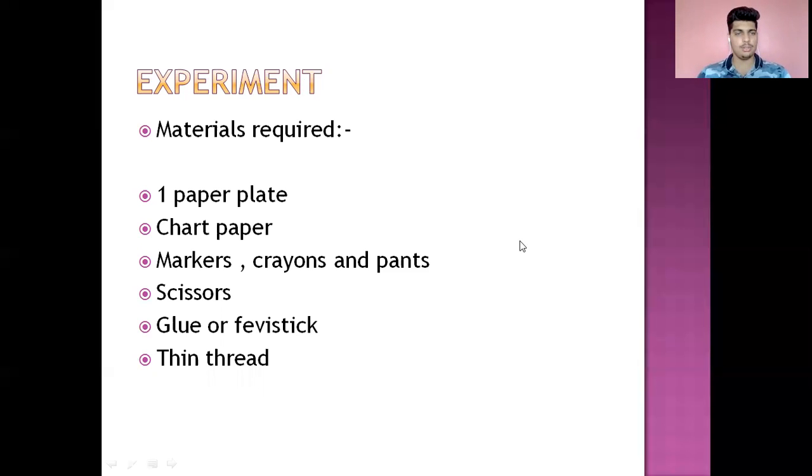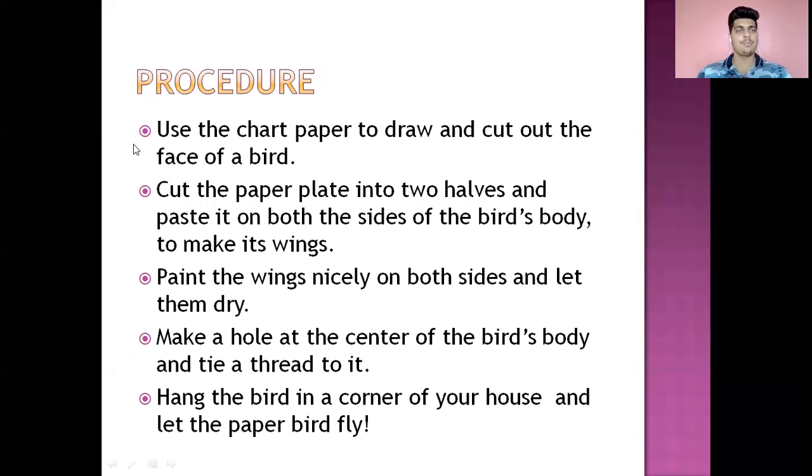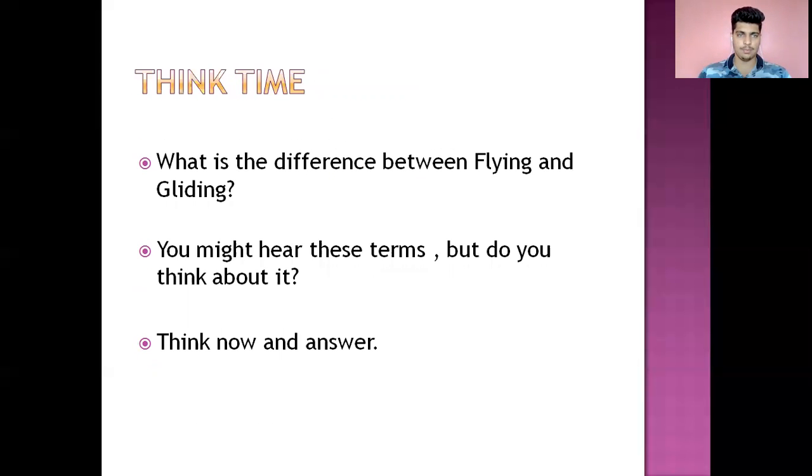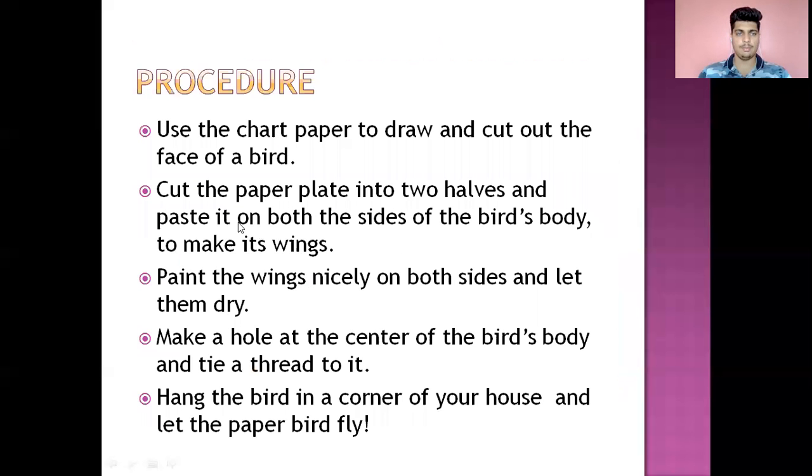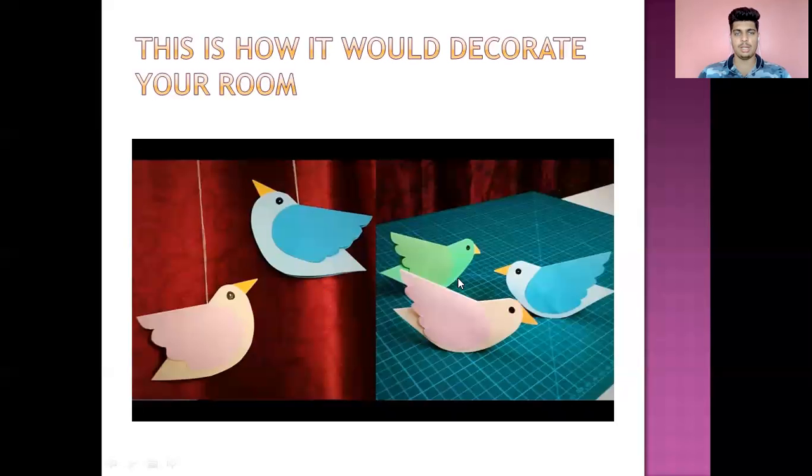Let's see the procedure to make it. Use the chart paper to draw and cut out a bird, not just the face, you can cut out a whole one side of the bird, like I'll show you here. You can just cut this out in a half. This should be doubled on both sides of the bird's body to make its wings. Cut the paper plate into two halves and paste them on both sides of the bird's body to make its wings.